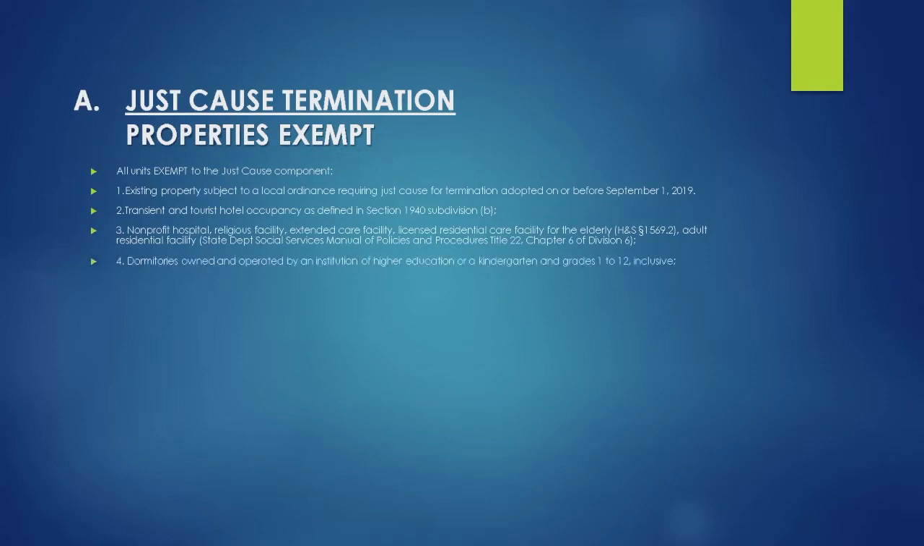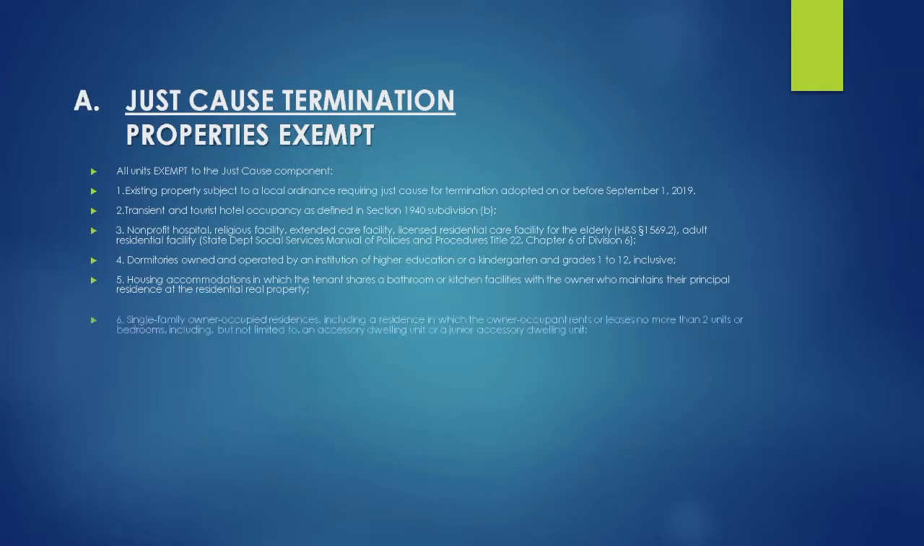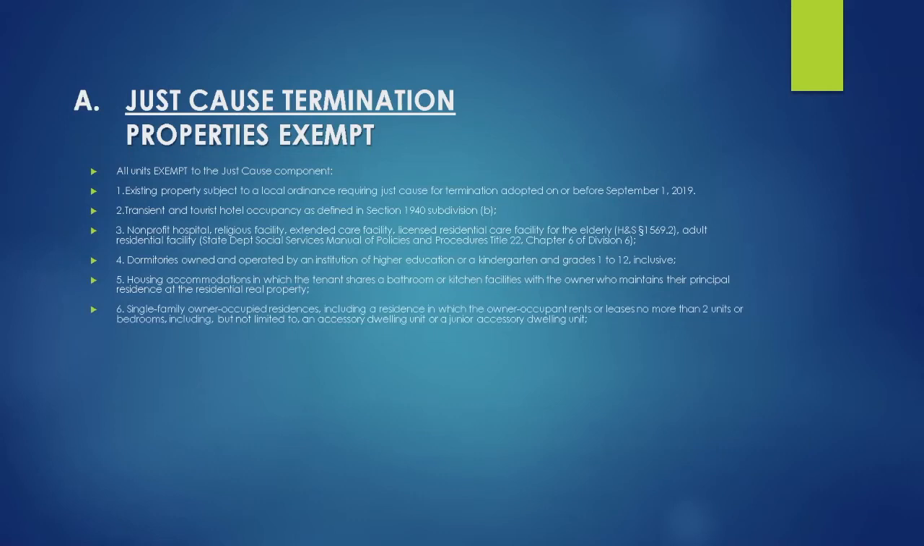Number 4 are going to be dormitories owned and operated by an institution of higher education or in kindergarten and grades 1 through 12 inclusive. 5, housing accommodations in which the tenant shares a bathroom or kitchen facilities with the owner who maintains the principal residence at the residential real property. Number 6, single-family owner-occupied residences, including a residence in which the owner-occupant rents or leases no more than 2 units or bedrooms, including but not limited to an accessory dwelling unit or a junior accessory dwelling unit.